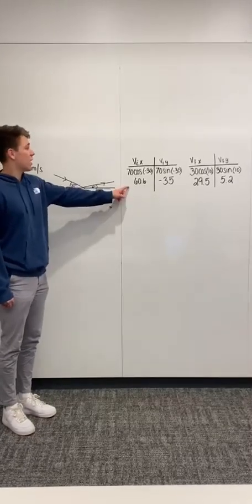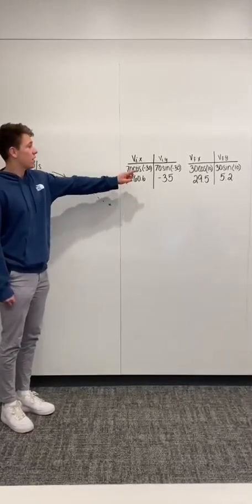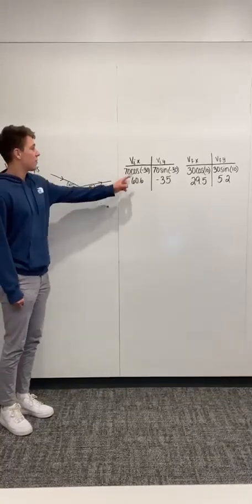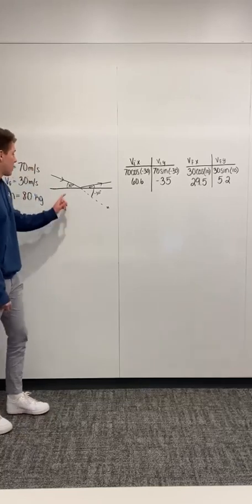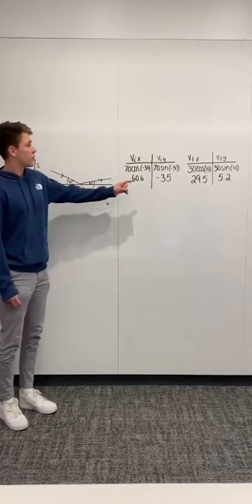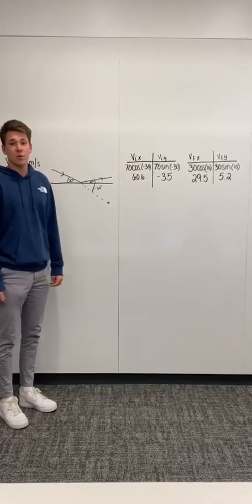To find the initial velocity in the x direction, we did 70 cosine negative 30. The 70 represents the initial velocity of 70 meters per second, and the negative 30 represents the direction it is headed, as you can see here. We found that it was 60.6 meters per second. For the initial velocity in the y direction, it was negative 35 meters per second.